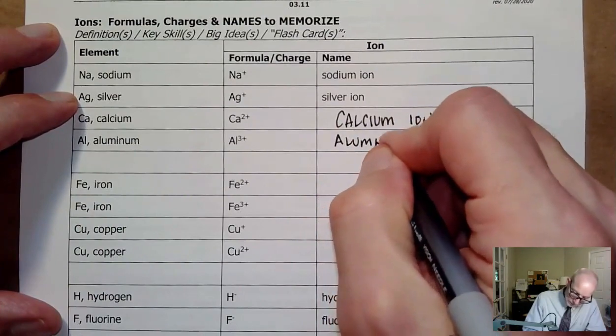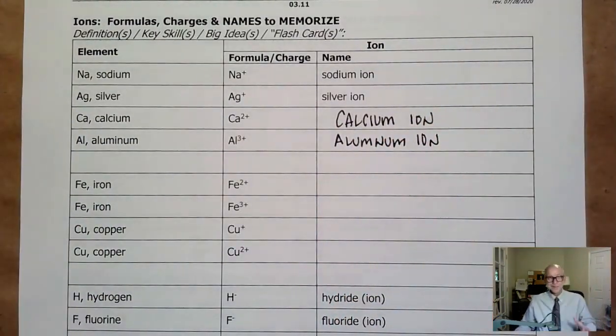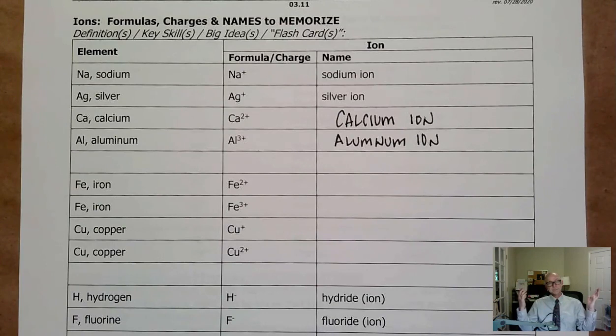Aluminum ion. So some metals are really easy. It becomes a cation. You go, are you talking about aluminum or the aluminum ion? Are you talking about sodium or the sodium ion? The name is the same. We have to be careful. Are we talking about sodium metal or sodium ion? But the actual root name, it's the same.